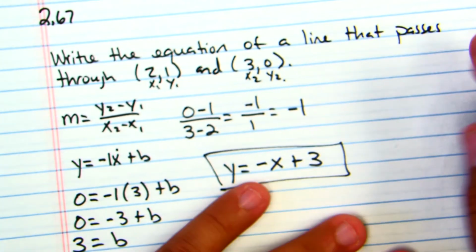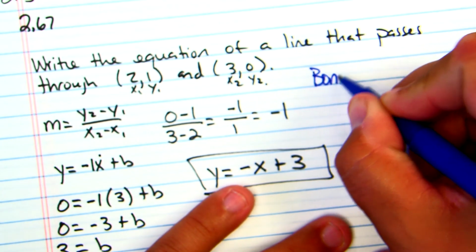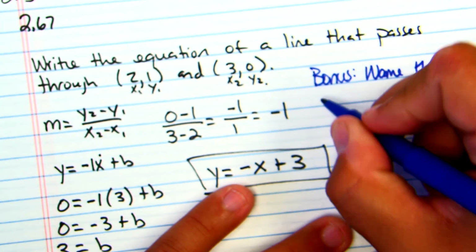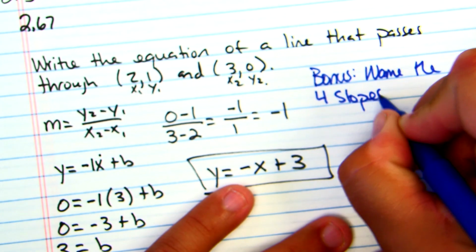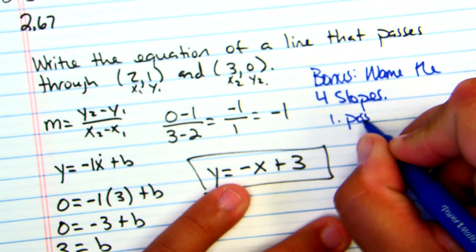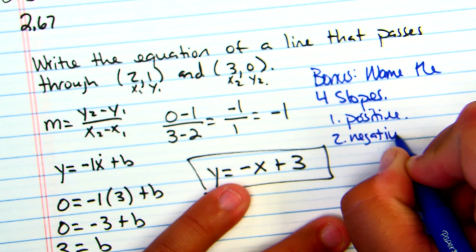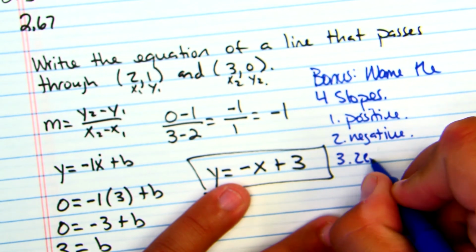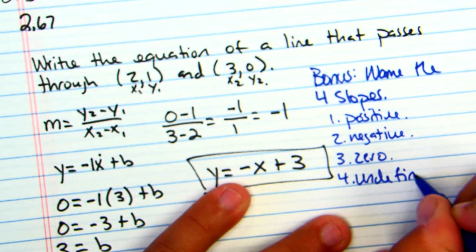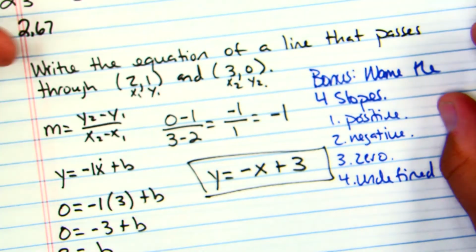Now, before we go to that, I want to tell you something that would be super important to know, like maybe for a bonus, would be name the 4 slopes. Okay? And naming the 4 slopes, you have 1 would be positive, 2 would be negative, 3 would be 0, and 4 would be undefined. So the 4 slopes are positive, negative, 0, and undefined. Okay, now back to this problem.